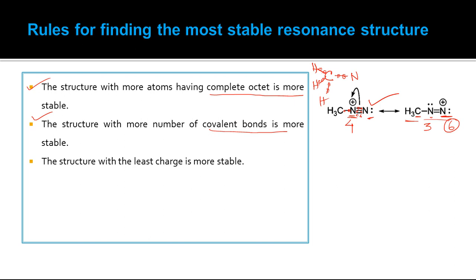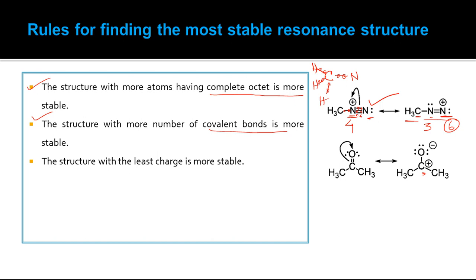Come to the next rule. The structure with the least charge is more stable. Here you can see the first structure, CH3COCH3, a simple acetone molecule. There is no charge, but in the second case, if we break the C double bond O, then we have positive charge over carbon and negative charge over oxygen. Then it will be less stable compared to the first one, because here charge is not present, and the neutral structure is preferred.